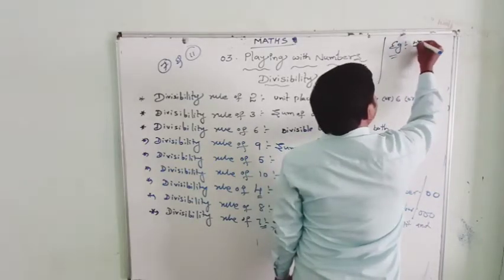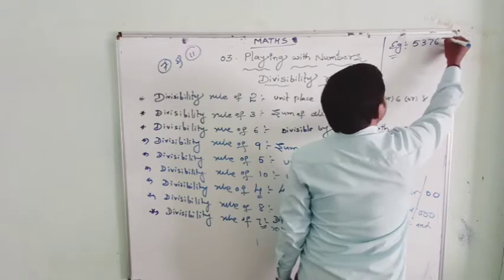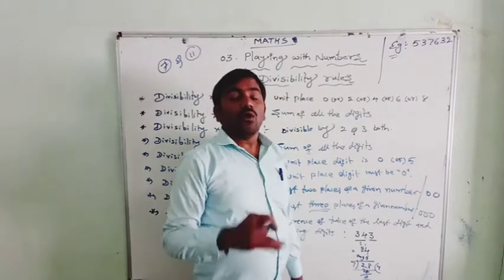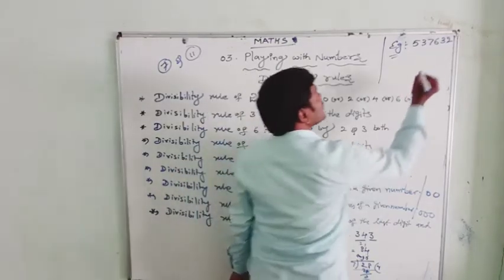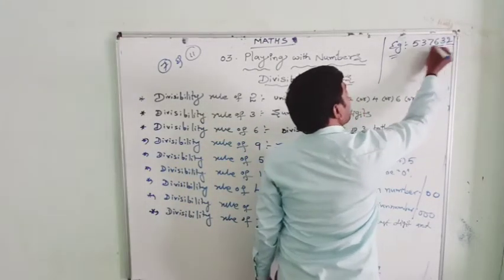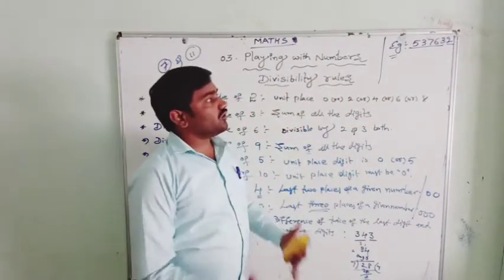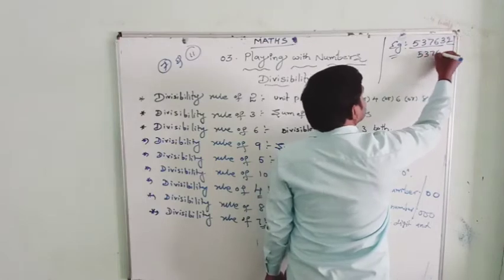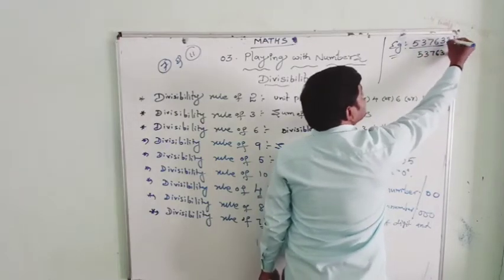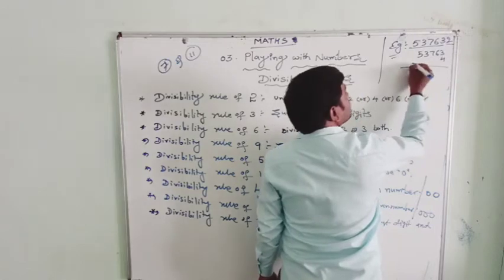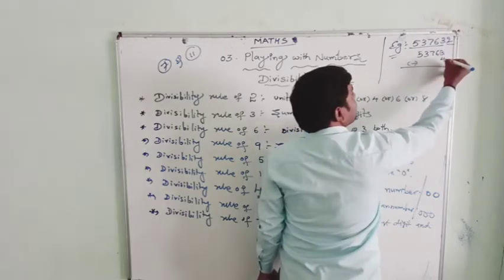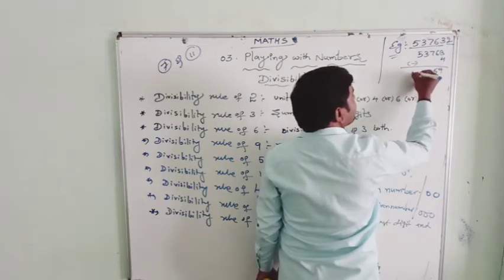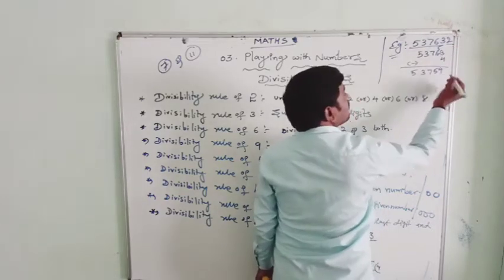Okay, then here we have 537632. Let me check whether this number is divisible by 7 or not. I don't know yet. What I will do is simple: the unit place digit is one part and all the remaining digits are the second part. So we subtract from 53763 twice the last digit: 2 becomes 4. Now do the difference: 13 minus 4 is 9, and we get 5375.